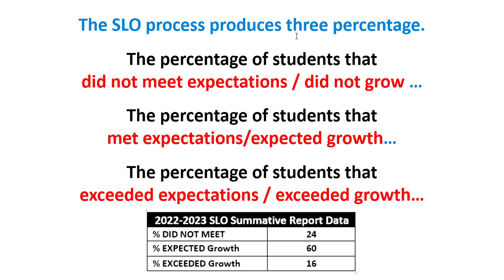Please remember that the SLO process produces 3 percentages. The percentage of students that did not meet expectations or did not grow, the percentage of students that met expectations or expected growth, and the percentage of students that exceeded expectations or exceeded growth. Here is how that was reported on your teacher scorecard. The percent of students that did not meet, the percent of students that got expected growth, and the percent of students that got exceeded growth. To calculate this for your SLO component, we add the expected growth and exceeded growth number.